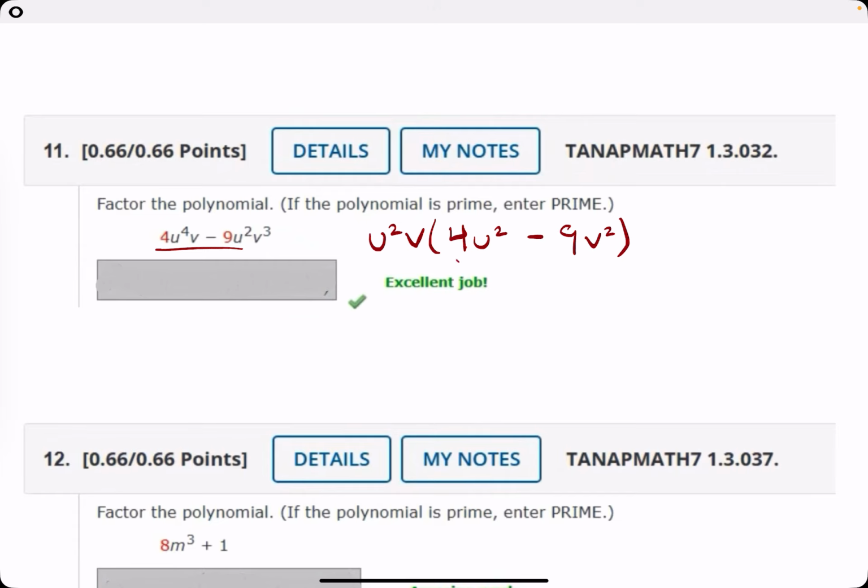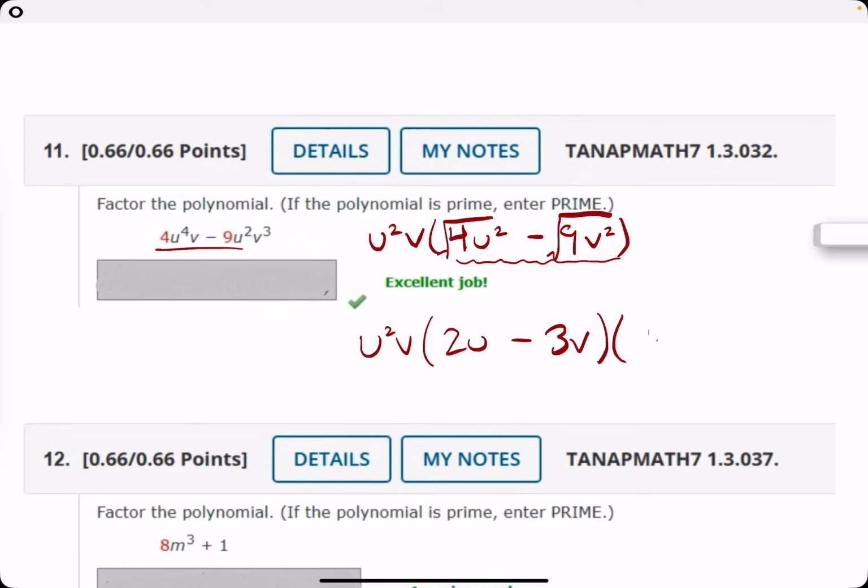And then what we have here is a difference of two squares. So we break it into the plus and minus situation. So square root of that is 2u, minus square root of that, 3v. And then we do minus and we do plus. So 2u minus 3v, 2u plus 3v.